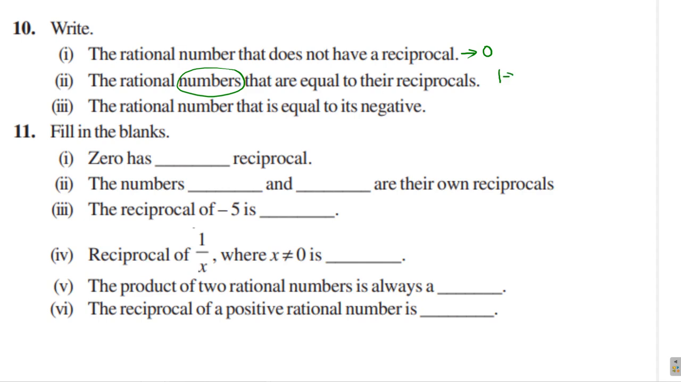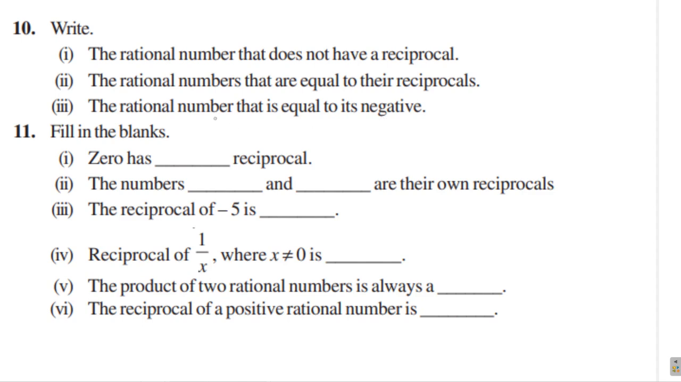For 1, the reciprocal is 1 by 1, which is equal to 1. So 1 is the reciprocal of itself. Similarly, for negative 1, 1 by negative 1, which is equal to negative 1. Here also negative 1 is the reciprocal of negative 1 itself. So we can say that 1 and negative 1 are the rational numbers that are equal to their reciprocals. Let us see the third one. The rational number that is equal to its negative.